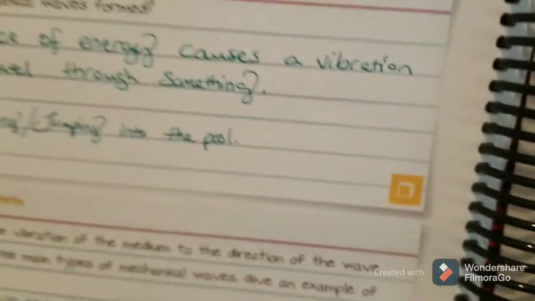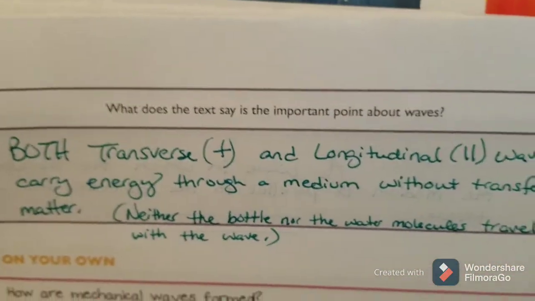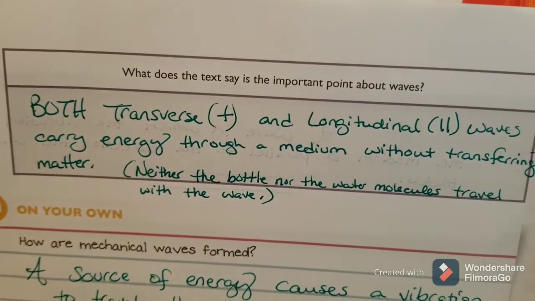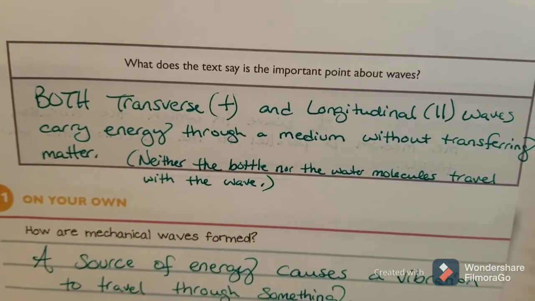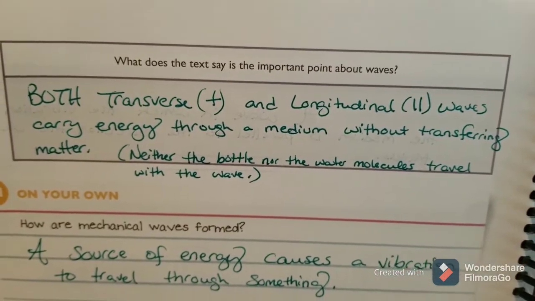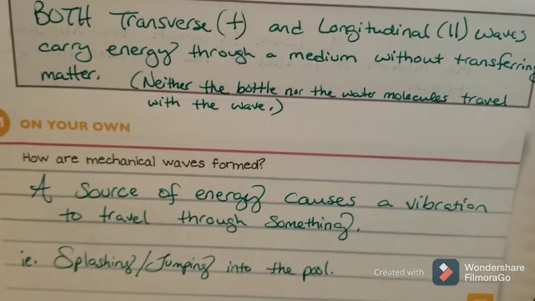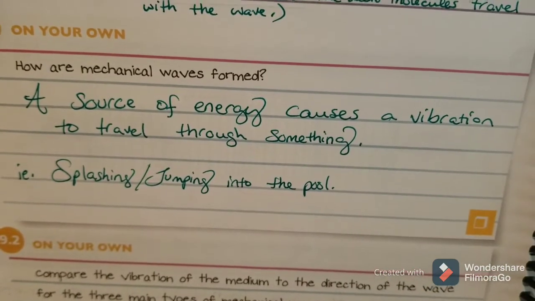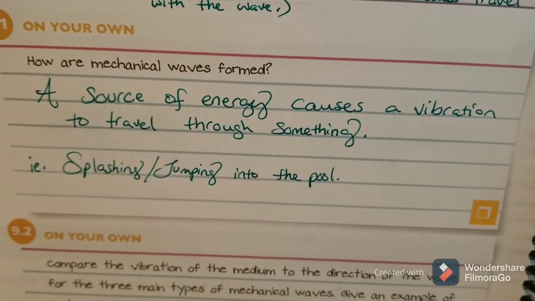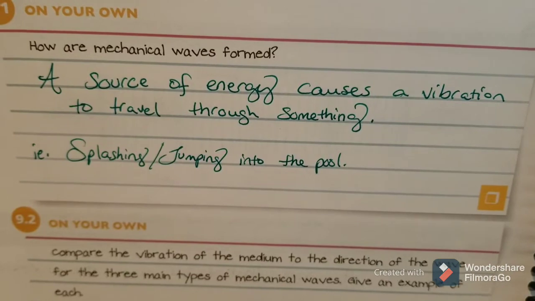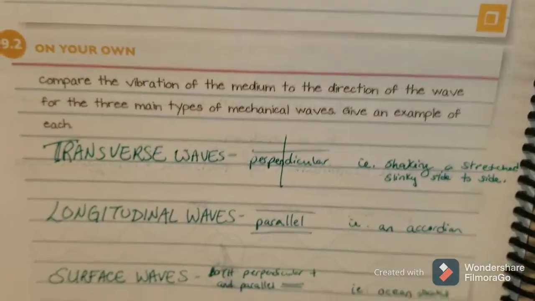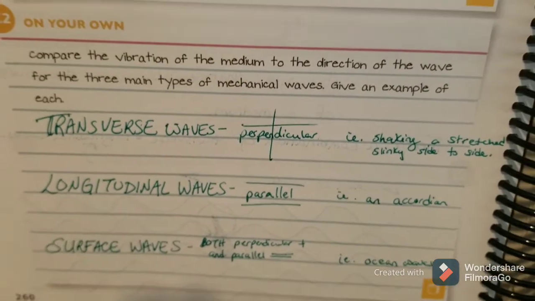All right. What is an important point about waves? Well, according to the text, an important point is that they carry energy through a medium without transferring matter. So I already said that. And on our own, how are they formed? A source of energy causes a vibration to travel through something, like splashing or jumping into the pool.